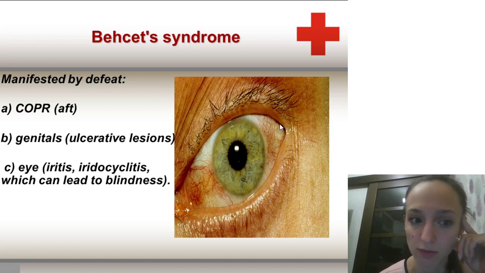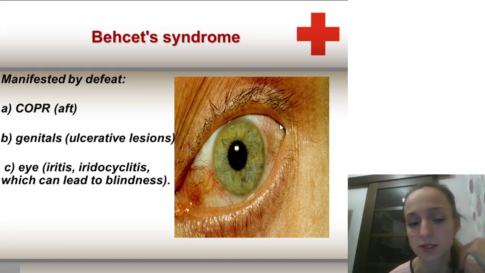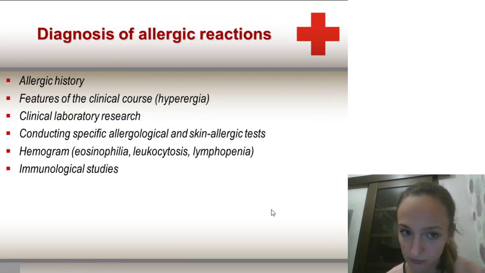Behcet syndrome, manifested by aphthous, ulcerative lesions, and all lesions that localize on the eyes. Please look.